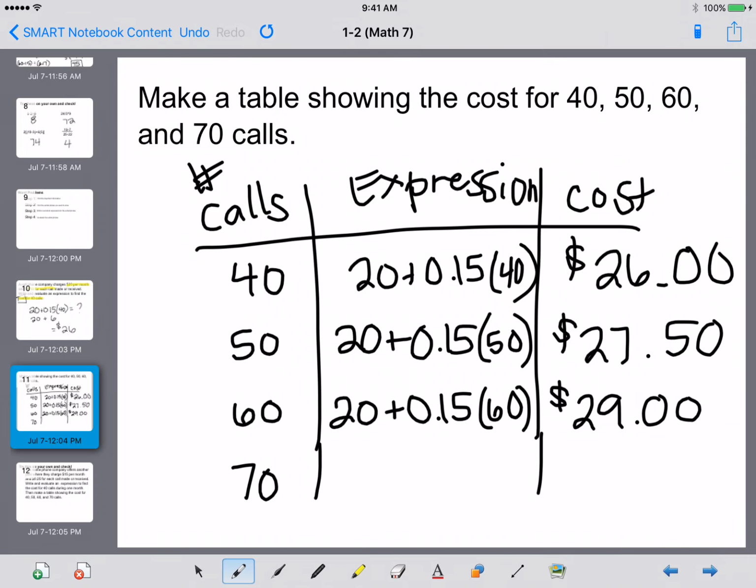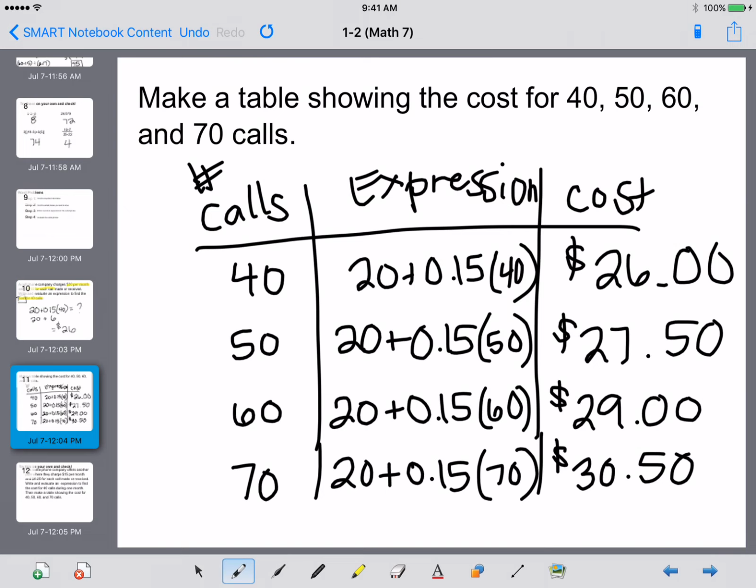Is 7.50 plus 1.50 29? It is. So I'm just going to do my math right away here and put 30.50 over here. Then I don't have to solve the problem anymore. And then just write in our 20 plus 0.15 times 70. And voila, there's your table. That's all you need. We've got our labels. We've got our columns. Perfect.